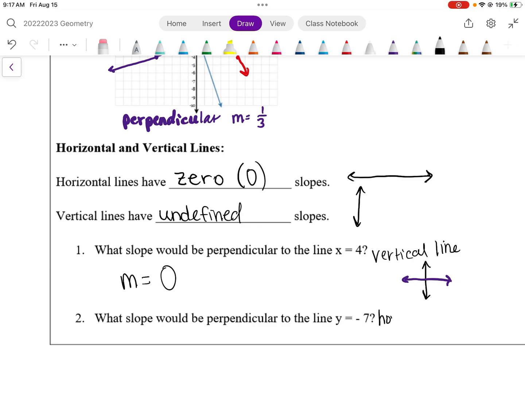All right. Number 2, what slope would be perpendicular to y equals -7? This one says y equals, so this is a horizontal line. It's a horizontal line that crosses the y-axis at -7. So our original line looks like this, and it wants the slope perpendicular to that. So the perpendicular line would be a vertical line. So it's the opposite. The opposite of a 0 slope is an undefined slope. This one, our m would be undefined.